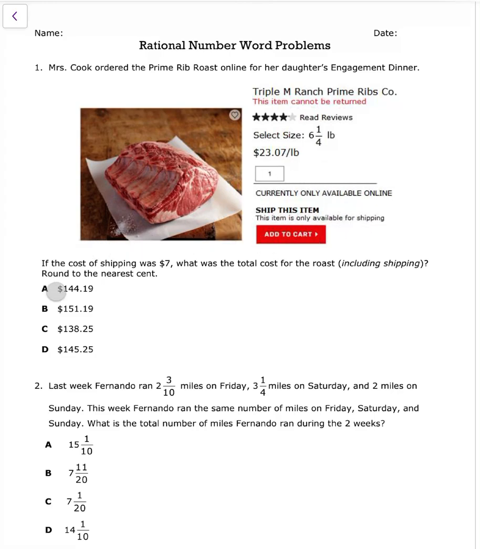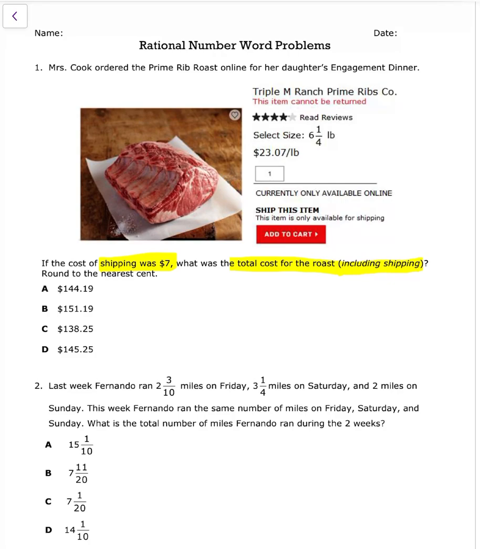We've got shipping. It says, if the cost of shipping was $7, what was the total cost for the roast, including shipping, round to the nearest cent? Okay, so we have to focus on what the question is asking us for. It's asking us for the total cost of the roast, including shipping. Well, shipping is right here, $7. The total cost of the roast. All right, so we have to go back to our picture here and figure out what information we need to figure out the cost of the roast.